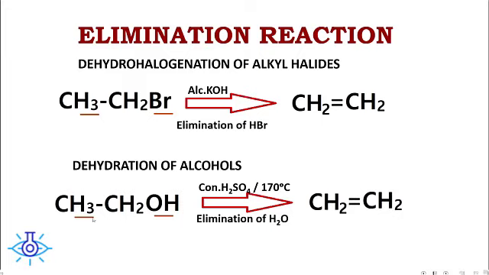Because there is elimination of two groups from the neighboring carbon atoms, we call this an elimination reaction. It can also be called 1,2 elimination because there is elimination from the first carbon and the second carbon. It is also called beta elimination or 1,2 elimination. Hope elimination is clear for you all.